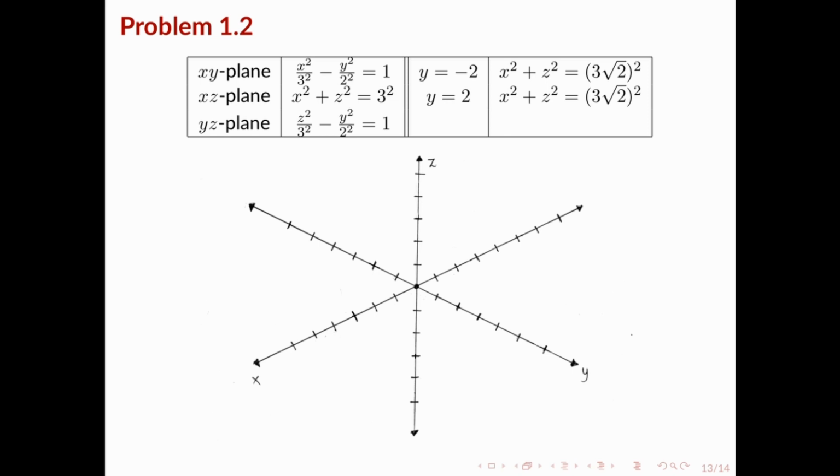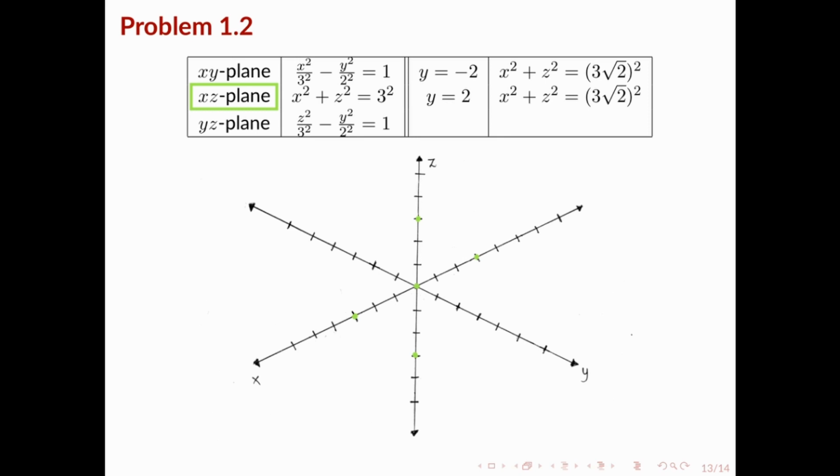Okay, let's move on to the xz plane. This trace has the equation x squared plus z squared equals 3 squared. And from before, we know this is a circle. Now, this circle has a radius of 3. And we also know that, like the xy plane trace, it is centered at the origin. So let's just draw that.